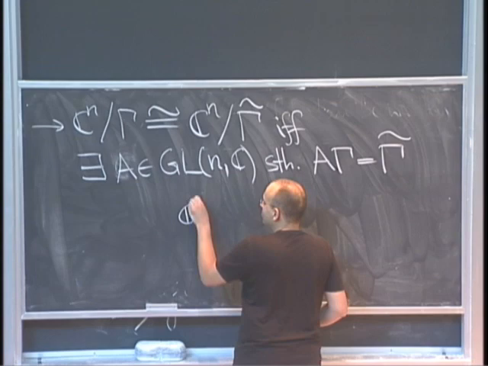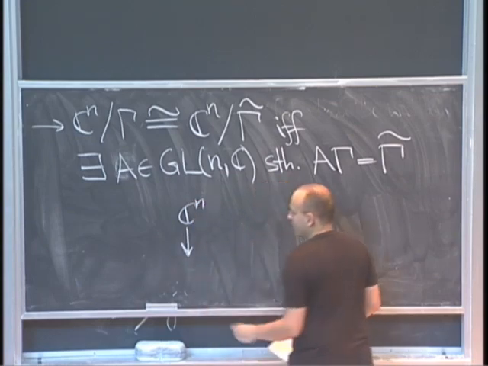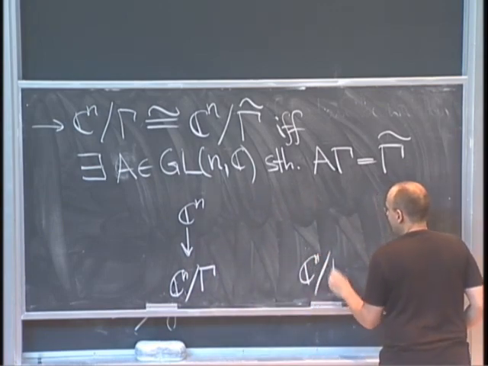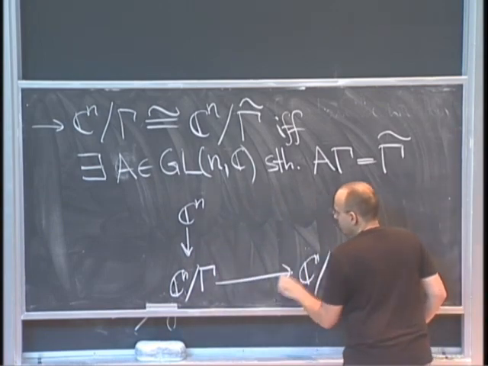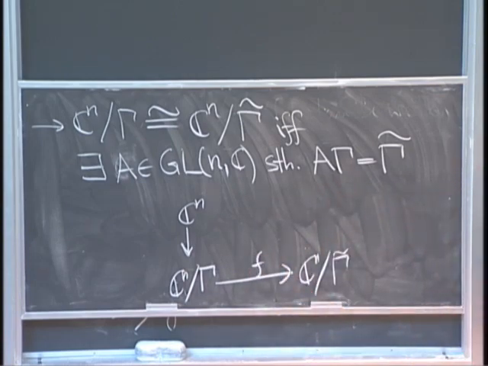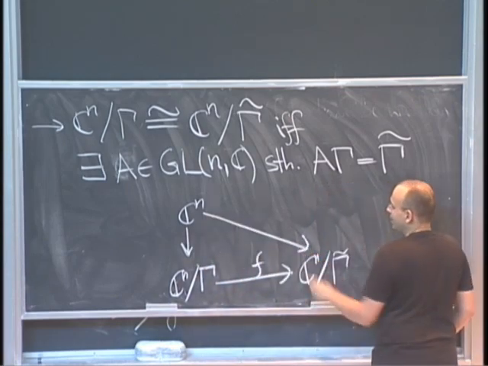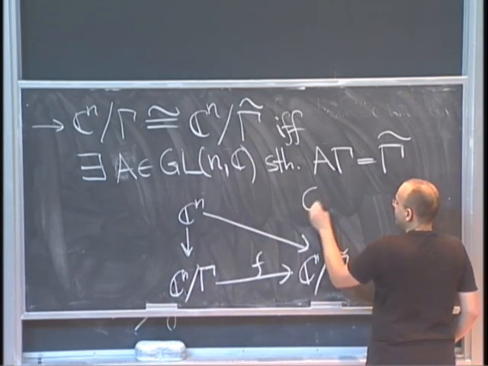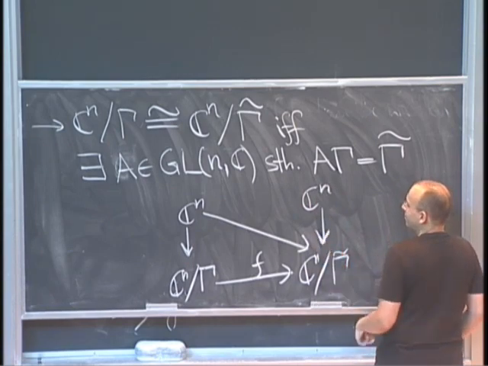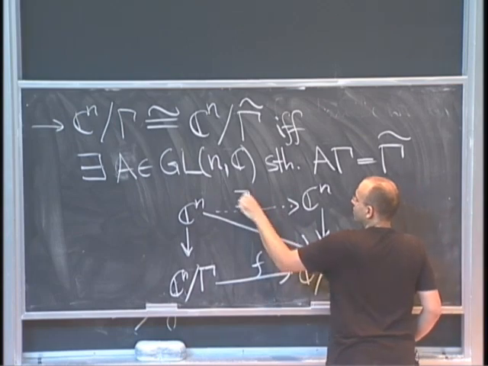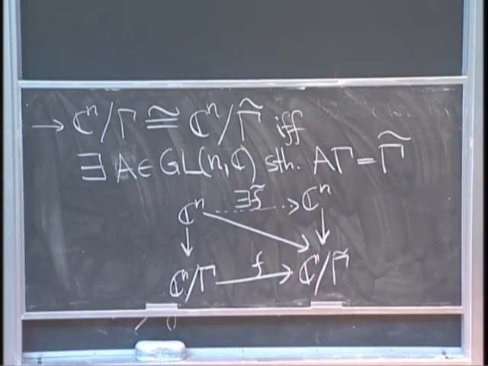What you have to do is lift to the universal cover. So you have C^n mod Gamma and C^n mod Gamma tilde. You assume that you have some isomorphism F between them. Then this is the universal covering map, so you can certainly go like this. Now C^n is simply connected, so you get a lift. And that's a holomorphic map from C^n to C^n, actually an automorphism.